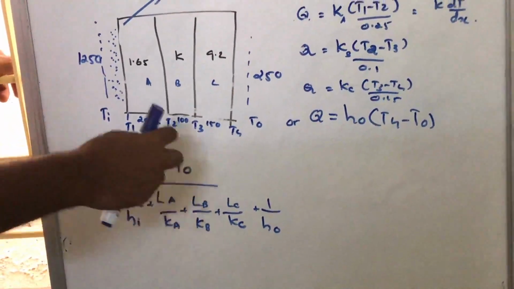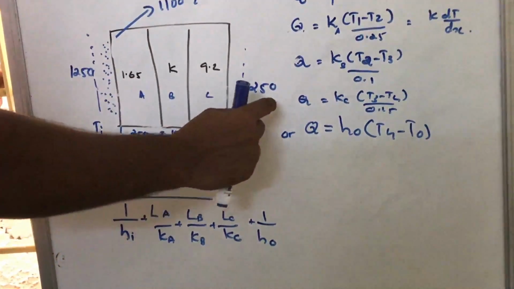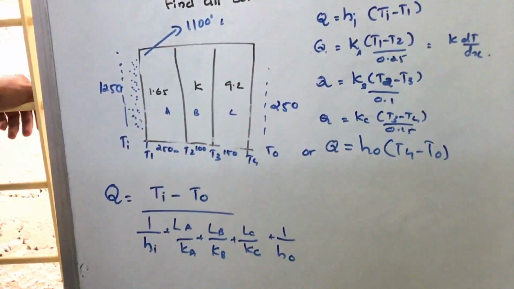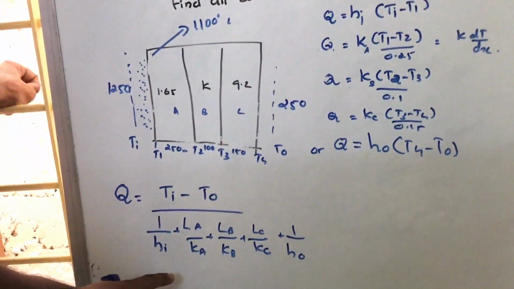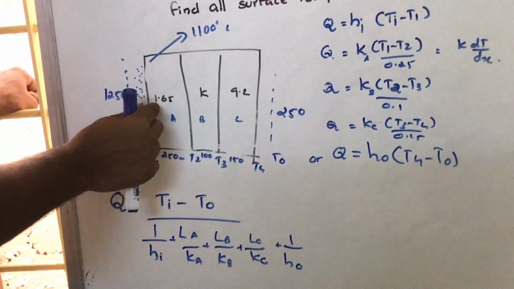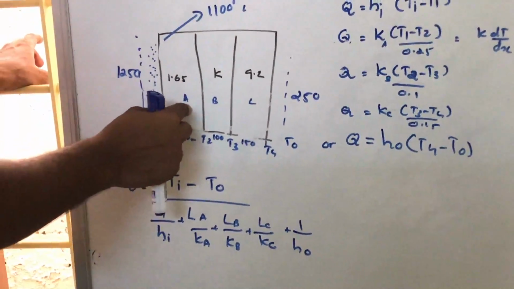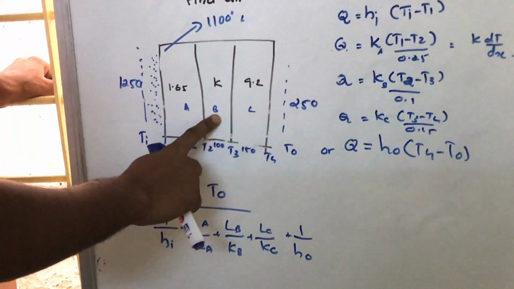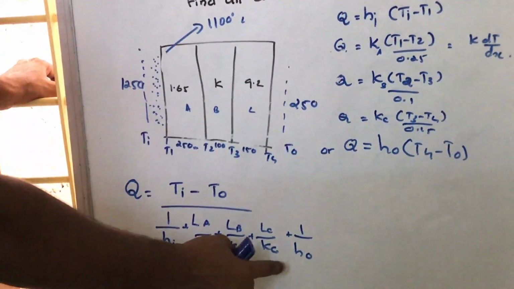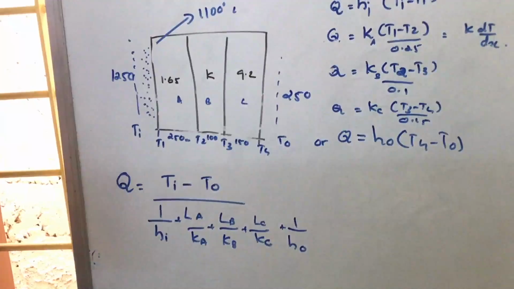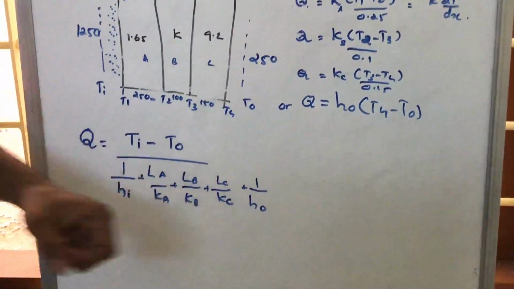Here it is Ti minus To, inside temperature minus outside temperature, divided by 1 by Hi, that is the resistance because of this convection, and then La by Ka, resistance because of A, Lb by Kb, resistance because of B, and Lc by Kc, resistance because of C. Then at last, during the outside convection there is some resistance, 1 by Ho.